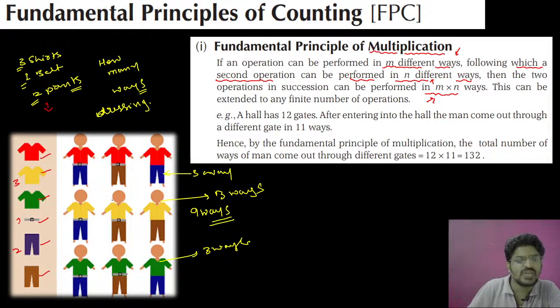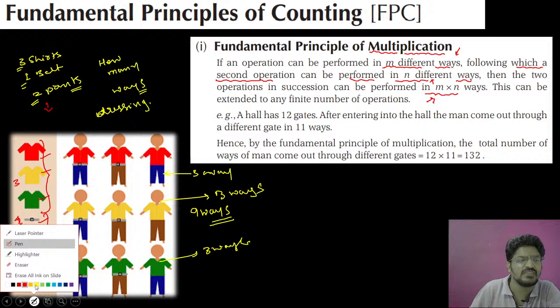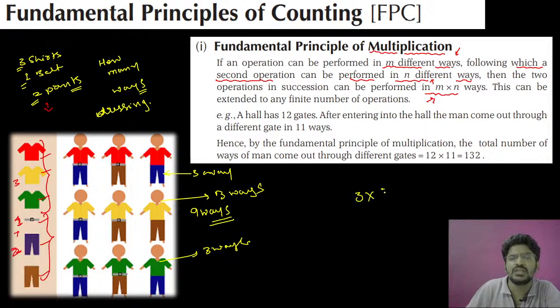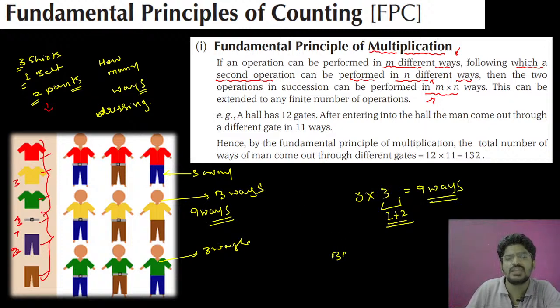You can see this as 3 different shirts, and the other has 3 different objects: 2 pants and 1 belt, so 2 plus 1, 3 different objects. You can calculate it as 3 into 3, where in this 3 you have 1 belt plus 2 pants. So in total you have 9 ways where a boy can be dressed.